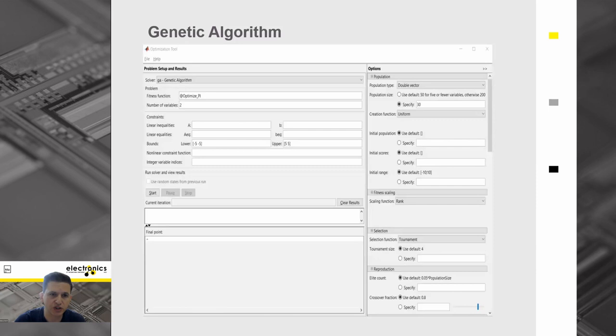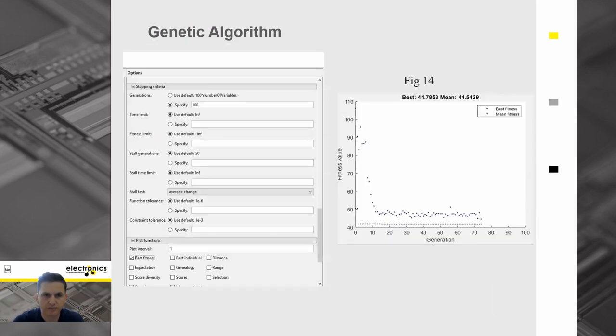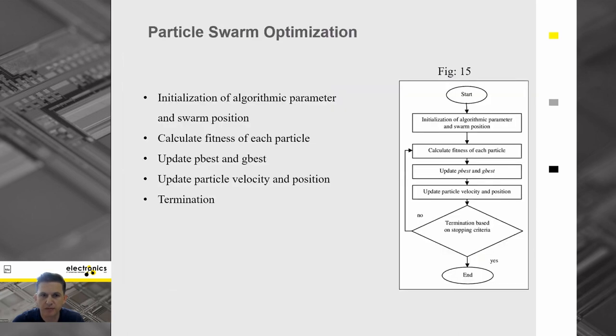Another screenshot shows adjustments for the genetic algorithm: solver time, fitness function name, important parameters, and other settings. Also another screenshot shows the plot function, best fitness function, with the generation numbers changing, and the best and mean fitness values changing.